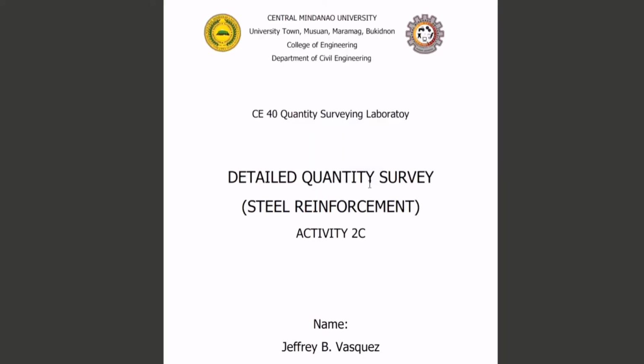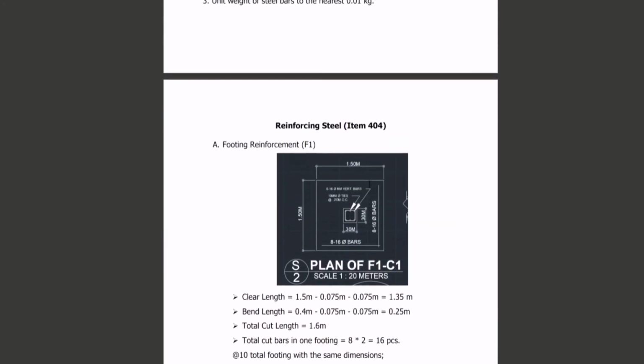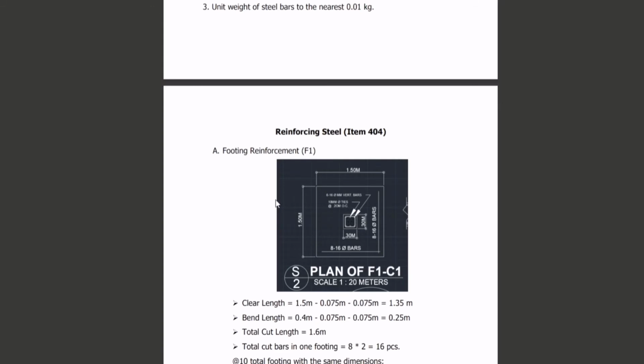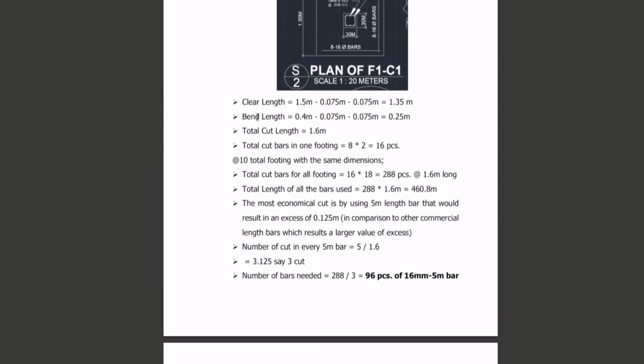Steel reinforcement naman tayo. So let's start with footing 1. Yan, footing 1 natin, count natin yung clear length niya. Tapos bend length. So add natin yung clear length and bend length, makakuha tayo ng total cut niya, which is 1.6 meters. Tapos meron tayong 8 dito, 8 na 16mm diameter bars. So 8 by 2, which is 16 pieces na kailangan natin.